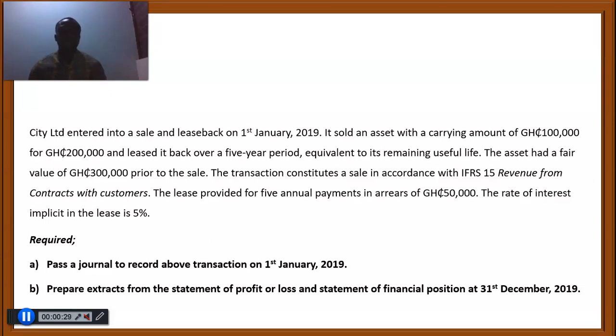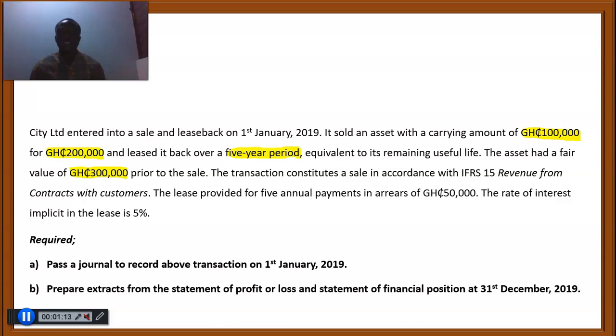Let's go through this question. City Limited entered into a sale and leaseback on 1st January 2019. It sold an asset with a carrying amount of 100,000 Ghana cedis for 200,000 Ghana cedis. So the carrying amount is 100,000 and the sales proceeds is 200,000 Ghana cedis, and leased it back over a 5-year period. This is the lease term, equivalent to its remaining useful life. The asset had a fair value of 300,000 Ghana cedis prior to the sale. The transaction constitutes a sale in accordance with IFRS 15 Revenue from Contracts with Customers.